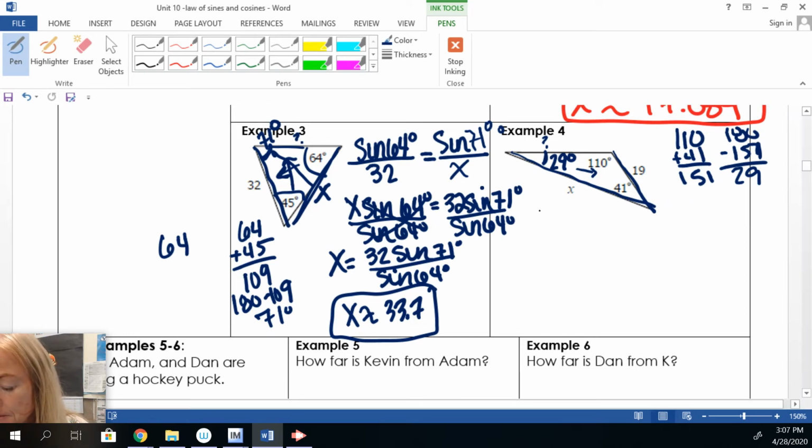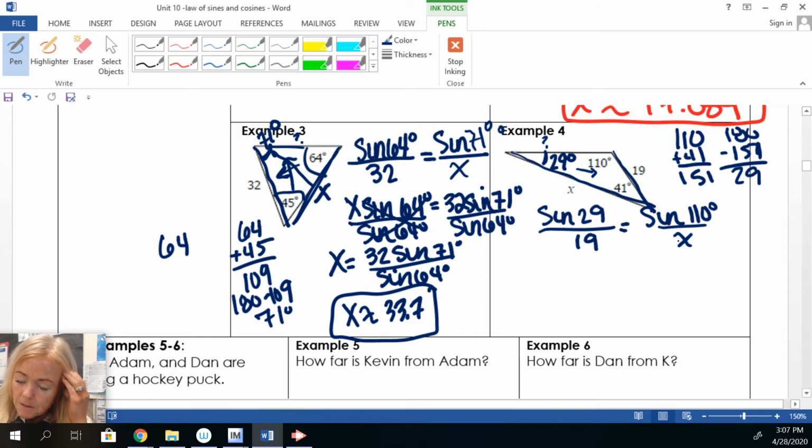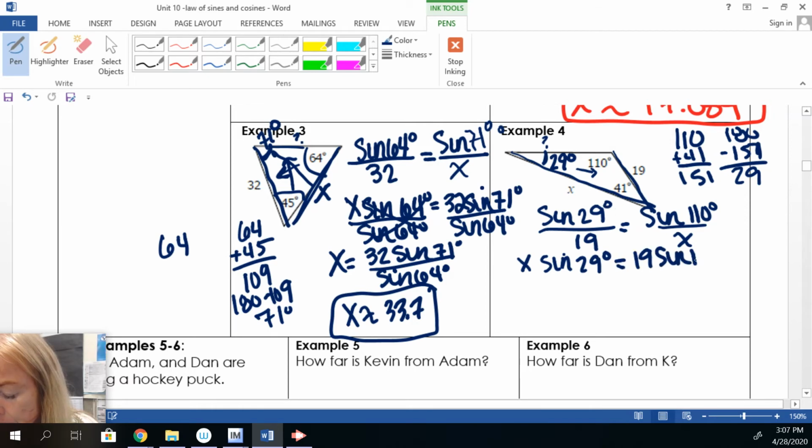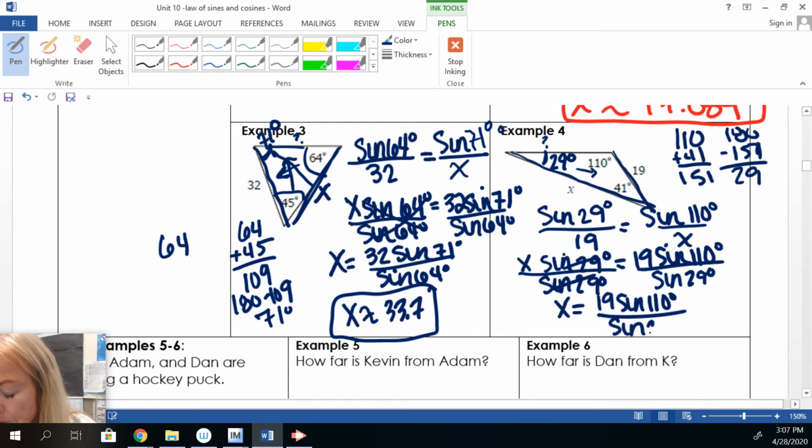So we're going to do sine of 29 over 19 is equal to sine of 110, which is the one across from the x. So we have to make sure we get the ones across from each other. All right, cross multiplying, we have x times the sine of 29 degrees is equal to 19 times the sine of 110 degrees. And then we divide by sine of 29, since it's being multiplied by the x, which we're solving for. So we have x is equal to 19 sine 110 over sine of 29.